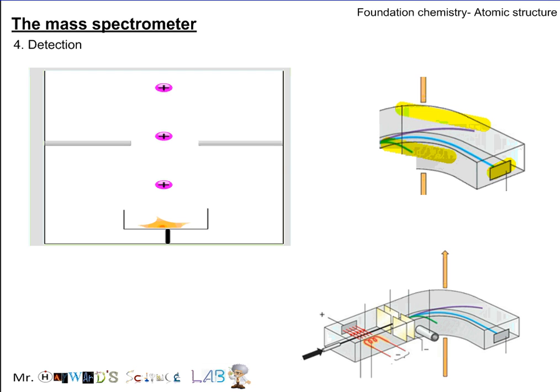Like I was saying, we have those three variables: the mass, the charge, and the magnetic field strength. So the only one we're going to look at really now is the mass. So we've put in our sample, and within that sample, if there are different parts of that sample, they're going to have different masses. So if we look at isotopes, they're going to have different masses. So we've got three lines here. We're going to represent three different atoms. Atom A is our lightest.